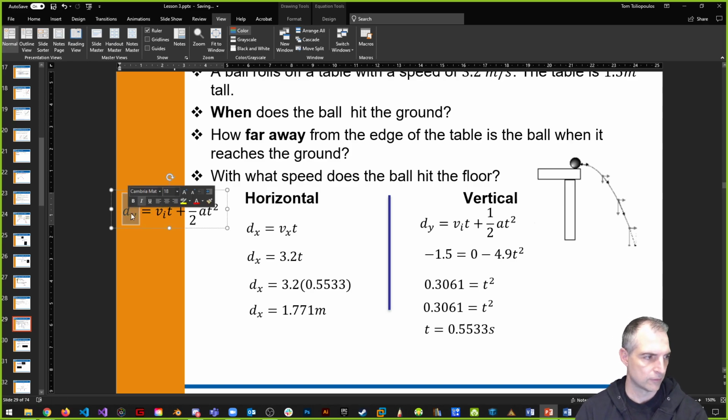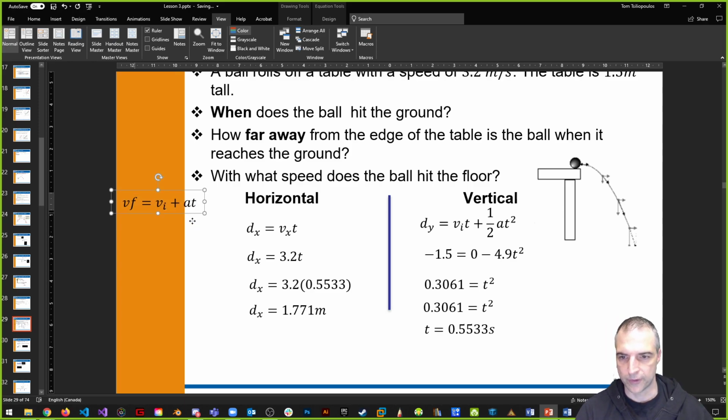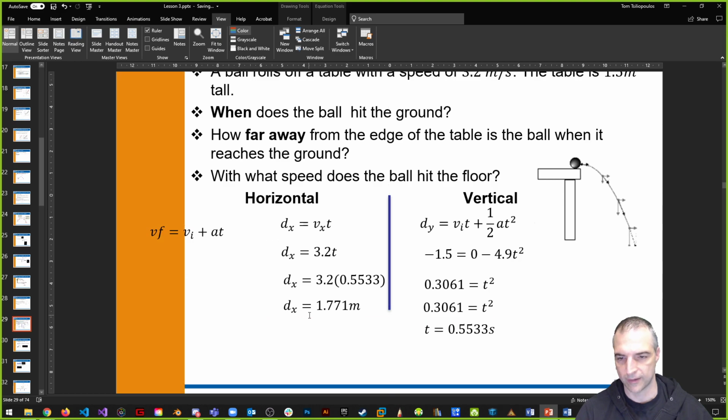So V final is equal to V initial plus AT. We need AT, not AT squared. If this is our equation, I'm just going to move all these things over to find out the last part of it, so we can see this nicely. We know T, we know initial, and we want to find the final. Let's see if this works. So we're going to put this in here.